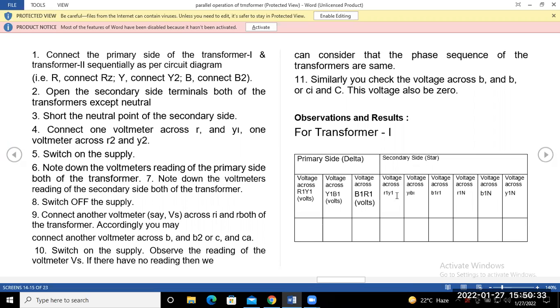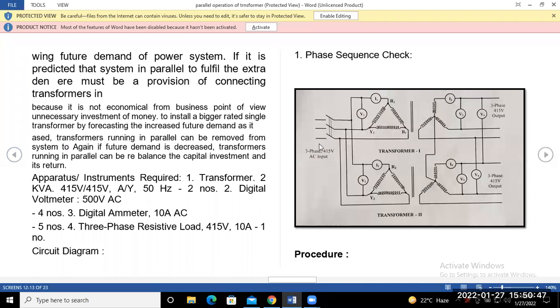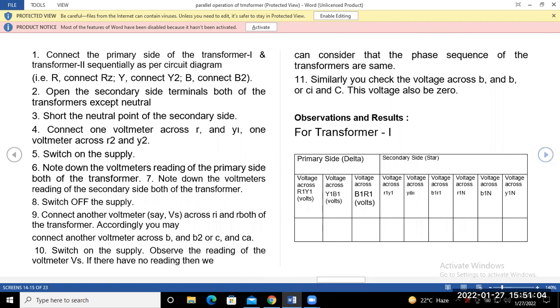So this is the observation table for performing this experiment. That means the primary side connected in delta and secondary side in star. Okay. So you will find out their connection in the primary and secondary. Yeah, secondary side in delta and primary side in star. Okay. So according to the circuit diagram, you have to just connect the voltmeter, ammeter, and supply of transformers 1 and 2. Okay. So you just make the circuit diagram.